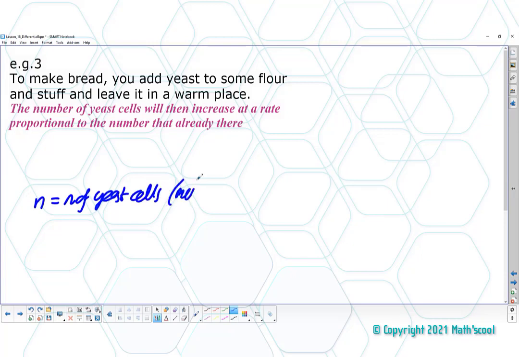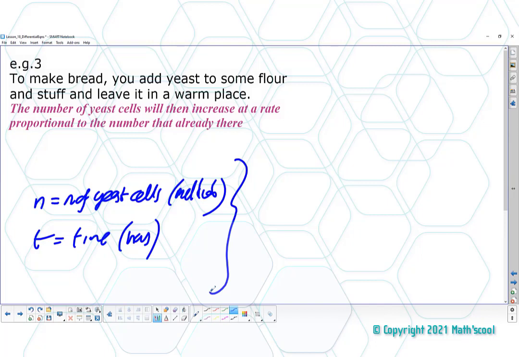I'm guessing it's going to be in millions, but probably much higher. T is time. I'm guessing that's in hours. I know you have to leave your dough to rise for a few hours or something like that. Okay. Form the differential equation for that. There.